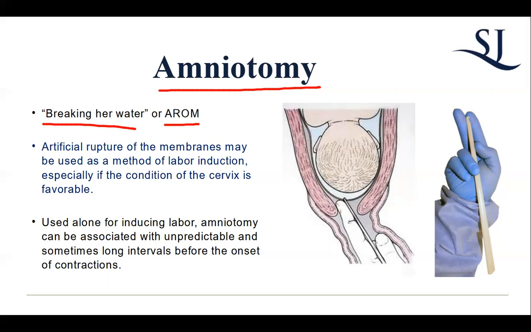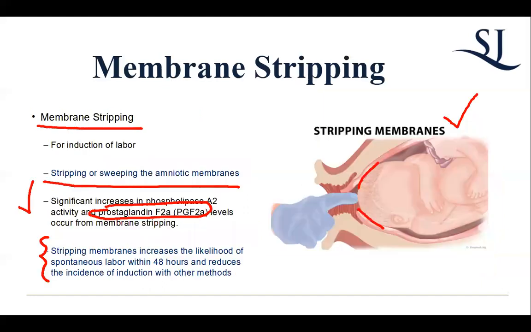What can you do to start? She's closed, long, and posterior. Yeah, but what? You would give her pit after our previous discussion?